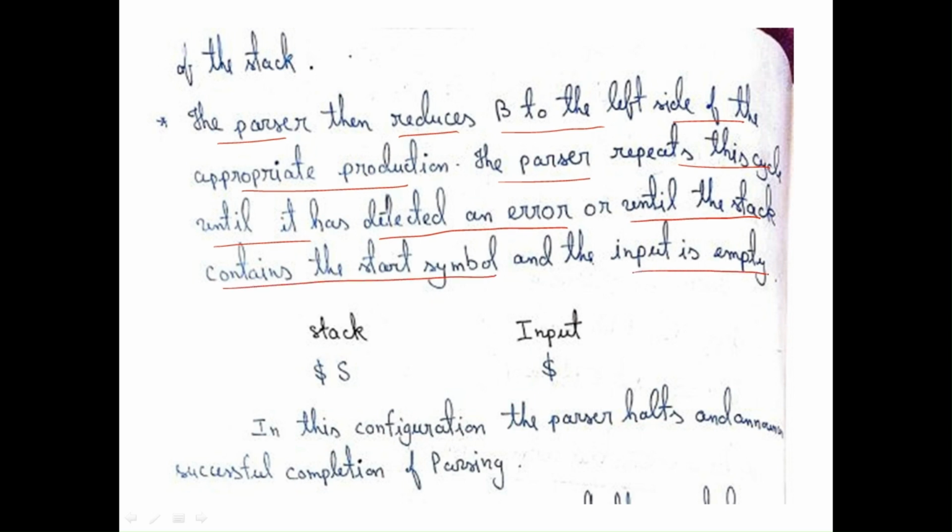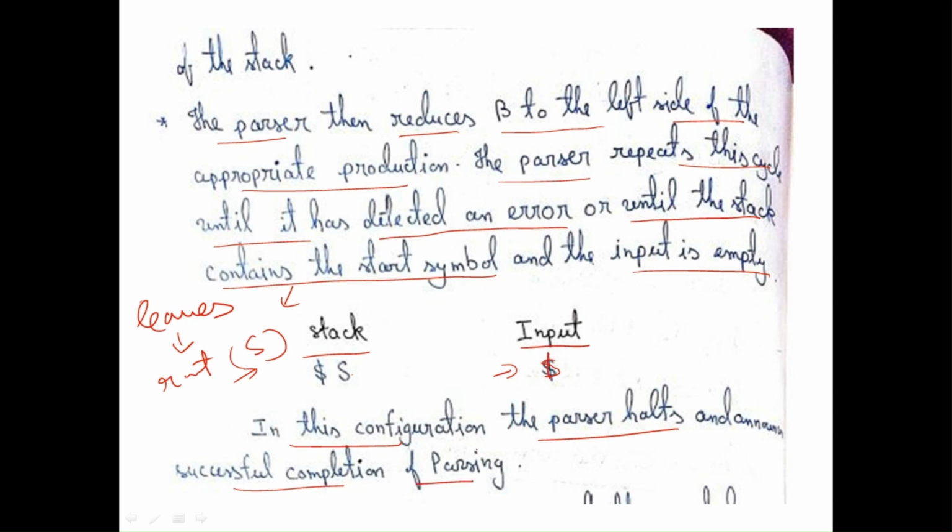the input is empty. So ultimately in the bottom up parser, what we are doing? We are starting from the leaves and reaching the root, that is the start variable of the grammar. So the stack configuration at the end should be $S and the input should be only dollar because we have exhausted W. In this configuration, the parser halts and announces successful completion of parsing.